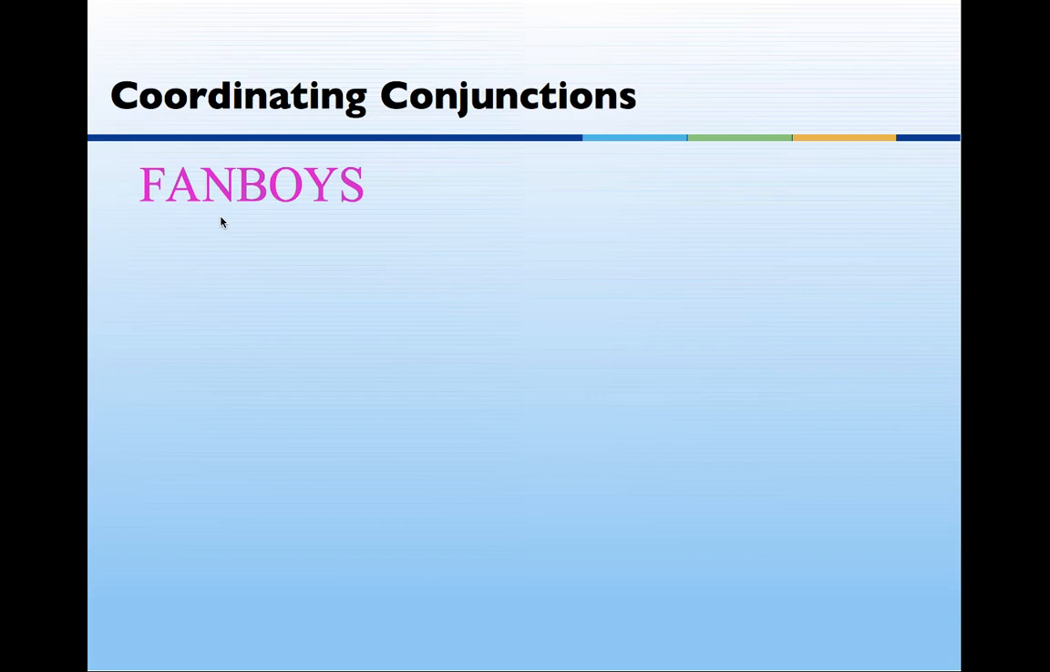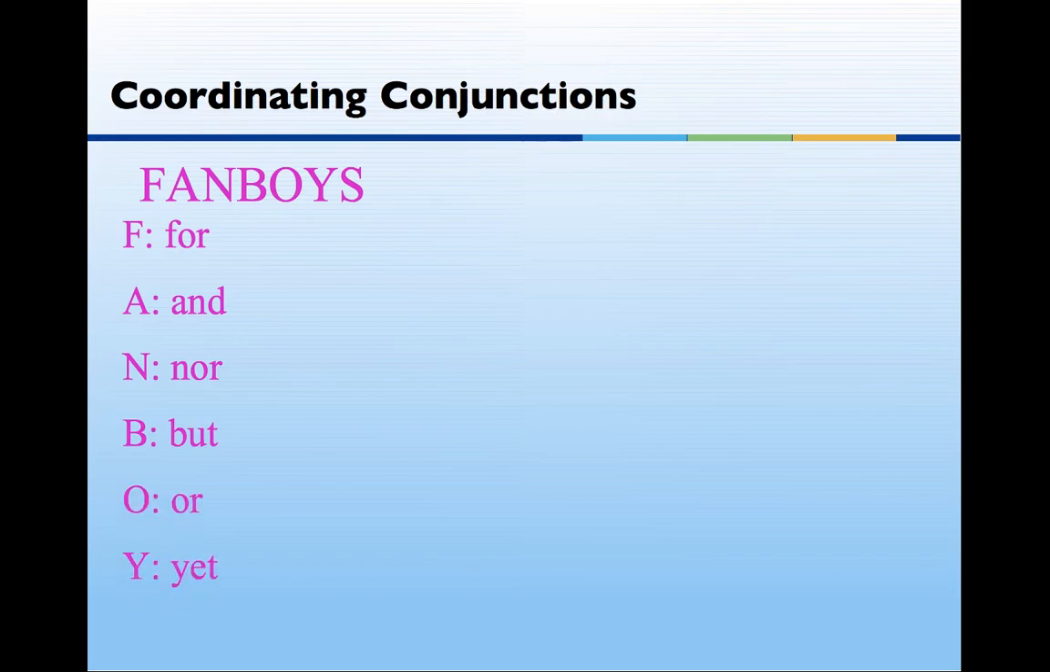Here F stands for for, A stands for and, N stands for nor, B stands for but, O stands for or, Y stands for yet, and S stands for so. So these are the coordinating conjunctions. We'll be discussing them in detail in the kinds of sentences.